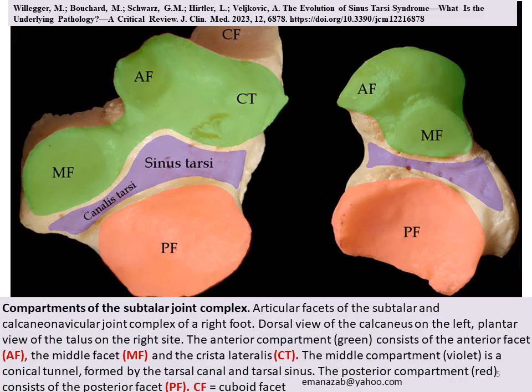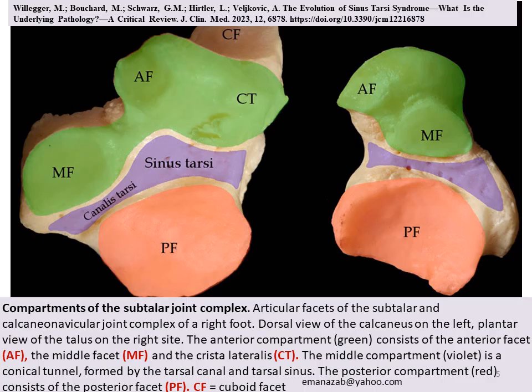This photograph demonstrates the three compartments of the subtalar region. This is a plantar view of right talus, and this is a dorsal view of right calcaneus. The green colored area represents the anterior compartment, consists of anterior and middle articular facet present on the inferior aspect head talus. Articulate with corresponding facet on the dorsal aspect of calcaneus. Anterior facet, middle facet. The middle facet is present on the dorsal aspect of sustentaculum tali of calcaneus. This medial projection is called sustentaculum tali.